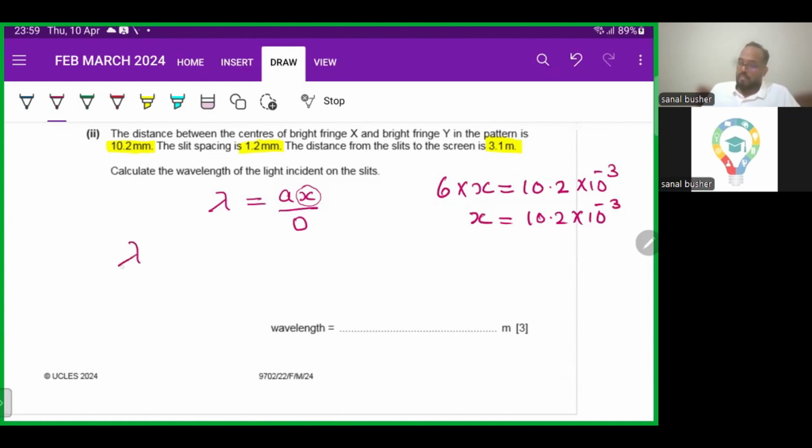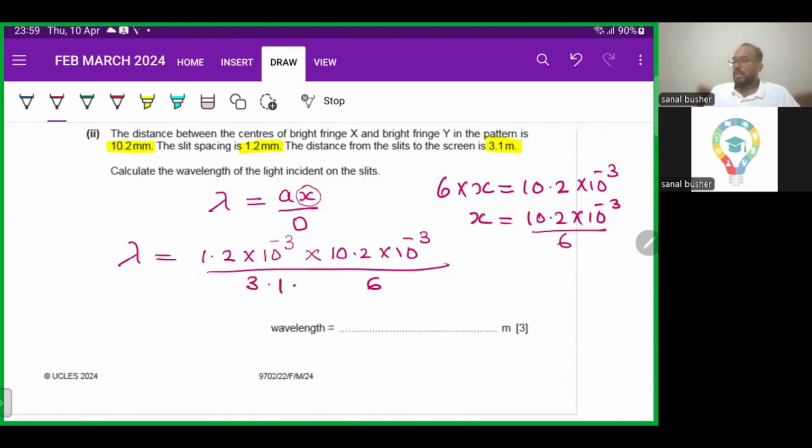Now you can find out lambda. Lambda is equal to aX by D. What is the value for a here? The slit spacing is given as 1.2 mm, converted 1.2 into 10 to the power minus 3, multiplied by the X value, 10.2 into 10 to the power minus 3 divided by 6, then divided by 3.1. So you put all these values in the calculator. What will you get? You will get 6.6 into 10 to the power minus 7 meter. Okay. Next.